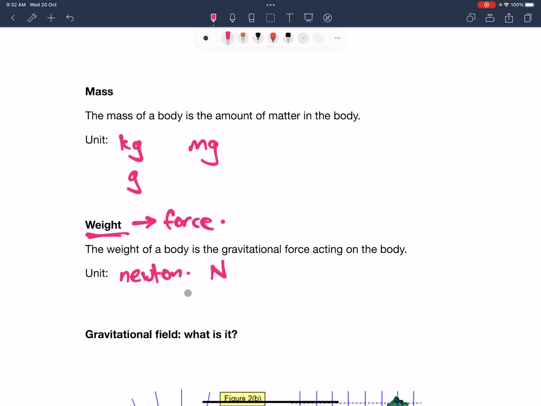We will learn about Newton later on. So for now, just remember this is the SI unit. The others are also units for mass, but not the SI. Only kilogram is the SI unit for mass. The SI unit for force is Newton. Of course there are other ways of expressing it, but Newton is the SI unit.